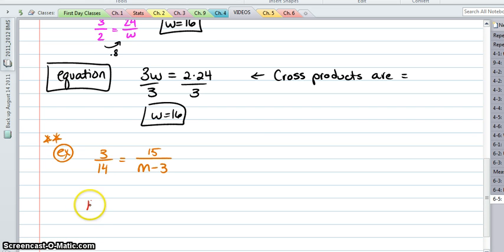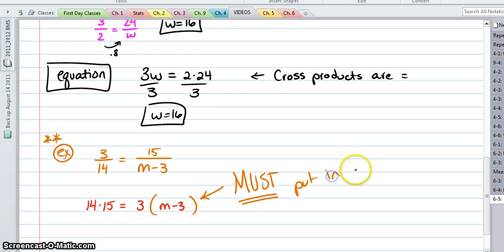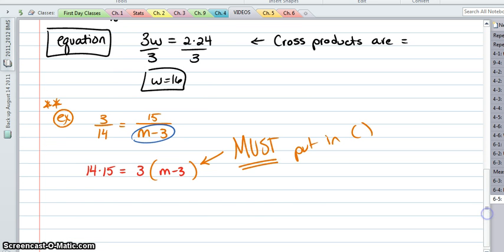I know I'm going to do 14 times 15, and I know it's going to equal 3 times whatever m minus 3 happens to be. But can I just leave it like this? No. I have to put parentheses in. The reason why is because as this is, we would do whatever's in the numerator and denominator first before multiplying, and I need to take this 3 and multiply it by the entire denominator of m minus 3. So we have to put those parentheses in.